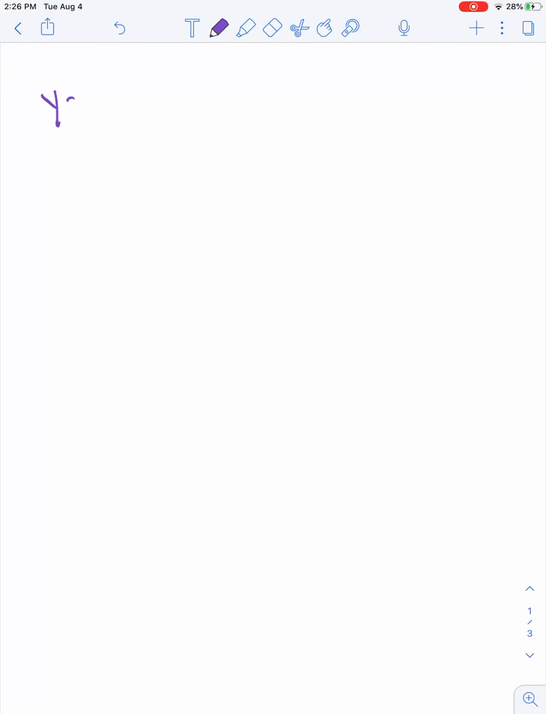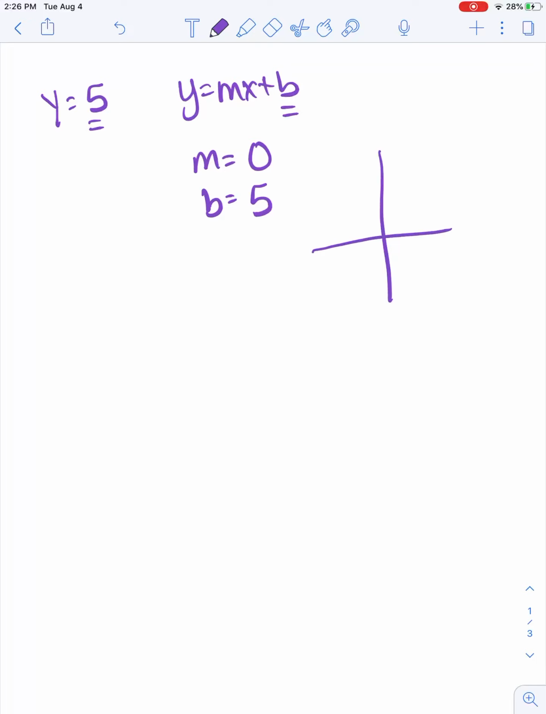The special cases, like if you have a line that's y equals 5. Well, if you think about y equals mx plus b, the 5 doesn't have the x, so the 5 is the b. So my y-intercept is 5. My slope is 0. And you need to not be scared of the number 0. So if I have a y-intercept of 5 and a slope of 0, that just means that it goes straight across.